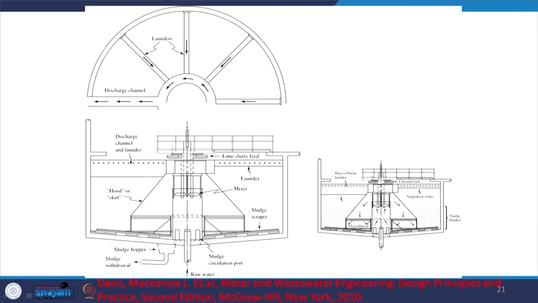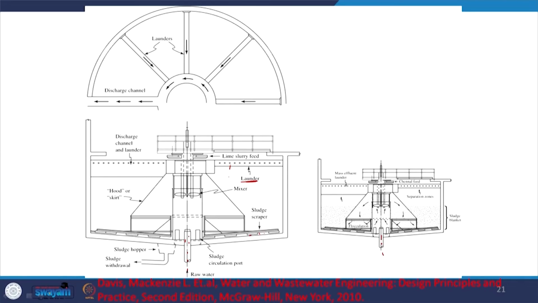So, raw water is coming up, upflow, right, and then what do we have? Hood or skirt, I guess, mixing out here and sludge scraper at the bottom. So, the relevant supernatant is going to be collected in the launders, which we looked at earlier, let us say, right. So, that is what you see out here.